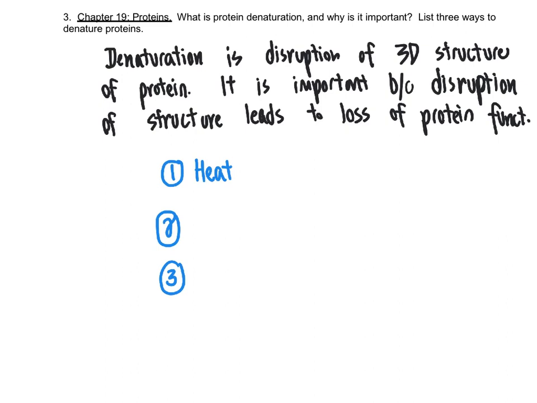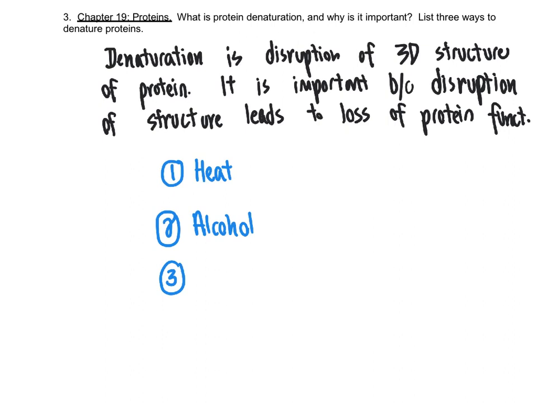Another way to denature proteins is with use of alcohols. In particular, ethanol, at a concentration of 70% or more generally, is very effective at denaturing the structures of proteins. That's one reason why alcohol-based sanitizers are very prevalent.